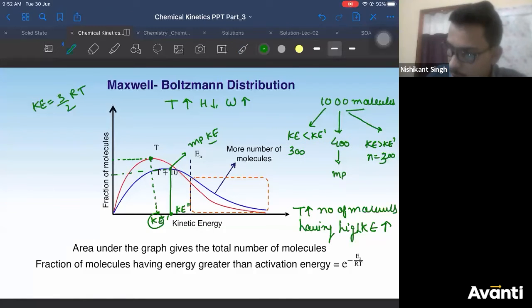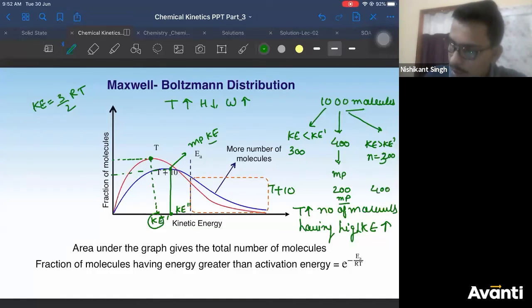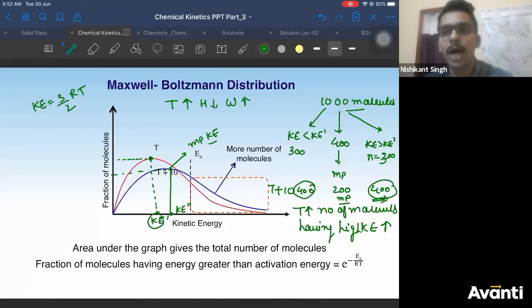That means now at T plus 10 temperature, this 200 molecules will have the kinetic energy. Fraction of molecules is decreased. So most probable kinetic energy will be possessed by 200 molecules. This will become 400. Now you can see more number of molecules are having high kinetic energy. Initially, less number of molecules were having less kinetic energy, right? Yes, Athar, it is from KTG.